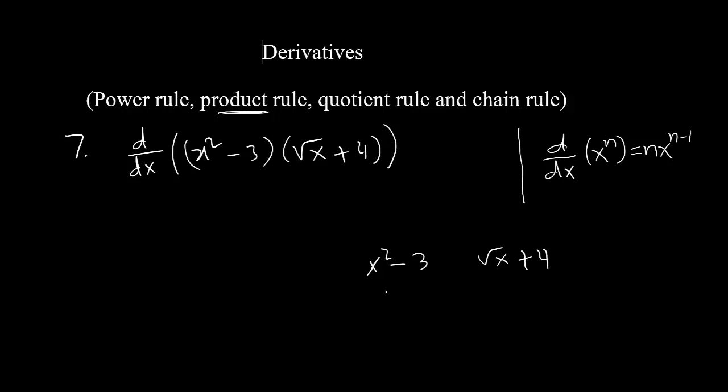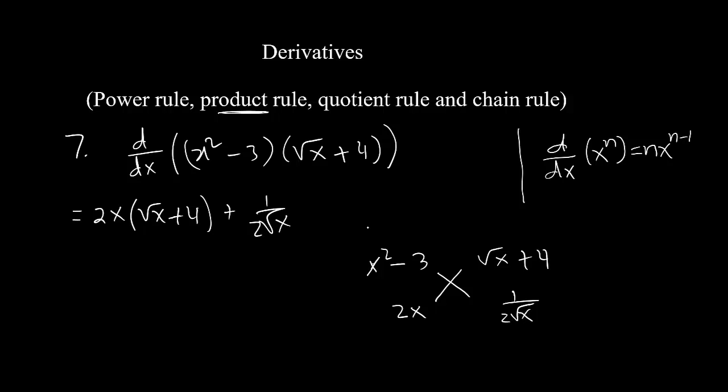Now we take the derivative individually. This one will give me 2x, and this one, square root of x, will give you 1 over 2 square root of x, and then 4 goes to 0. Now if you do the cross multiplication and add together, you get the derivative with the product rule. So you get 2x times square root of x plus 4, plus 1 over 2 square root of x multiplied by x squared minus 3. You don't have to simplify, so you just get the derivative.